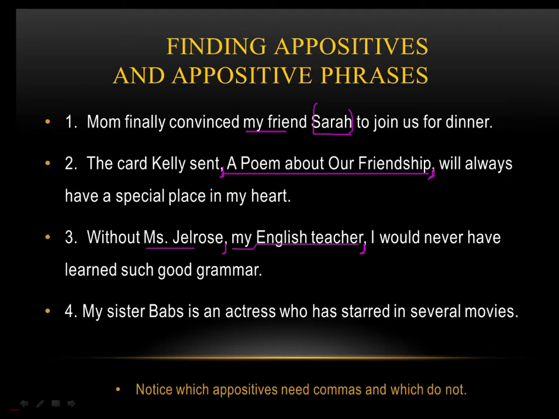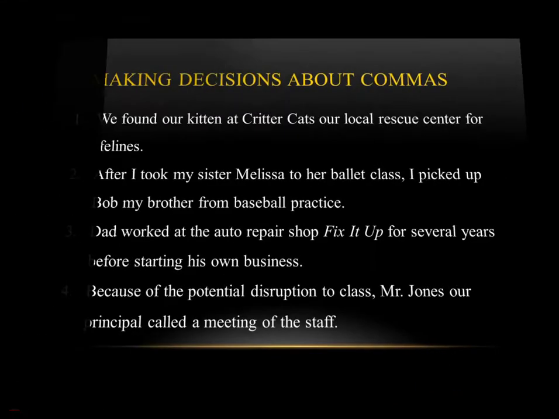And the last one, my sister Babs is an actress who has starred in several movies. Well, consider that I've got 4 sisters. If I take this out, who am I talking about? I would have said my sister is an actress who has starred in several movies. And you would have said, which sister are you talking about? So since I need this to identify specifically which one I'm talking about, I certainly don't want to put commas around it and say that it's not necessary.